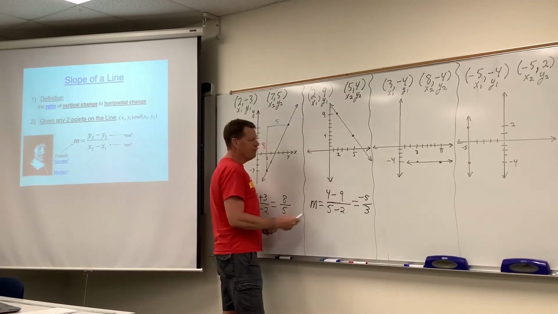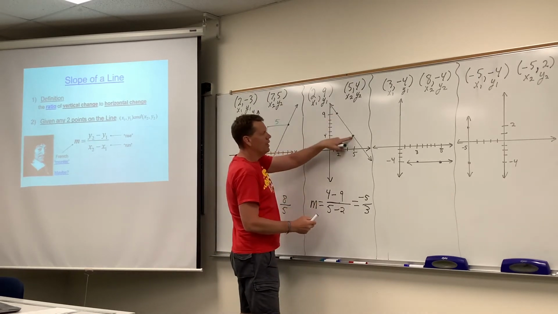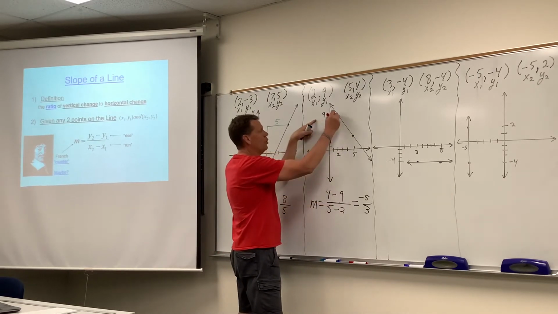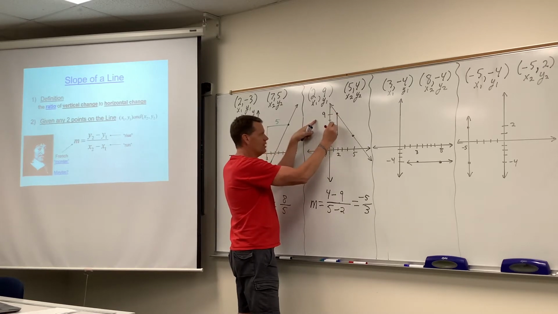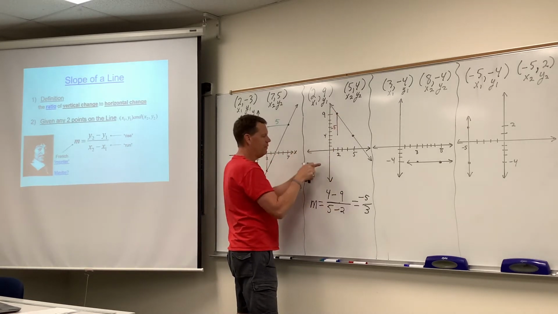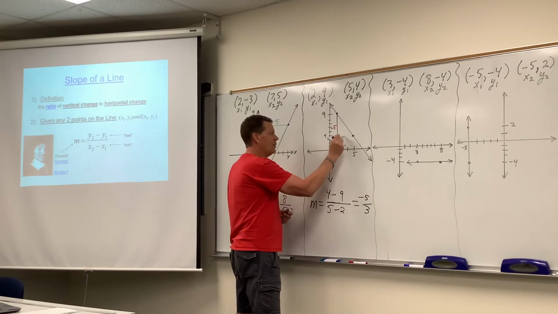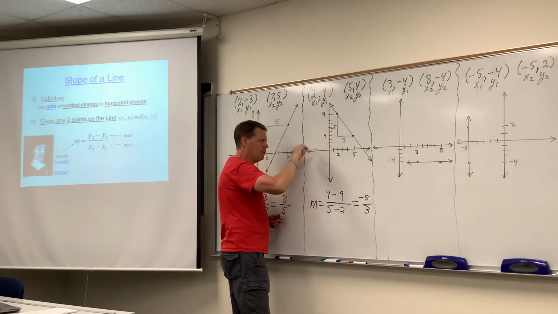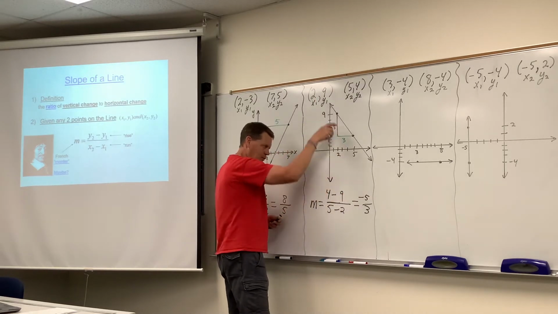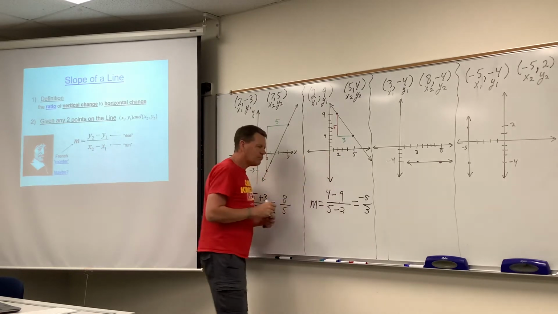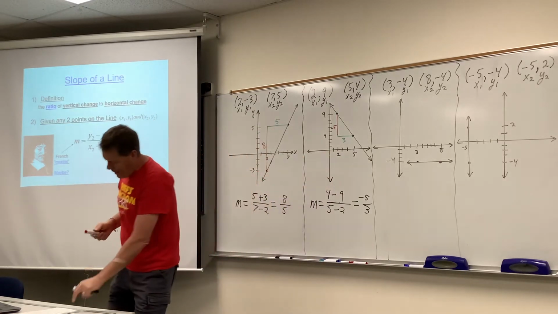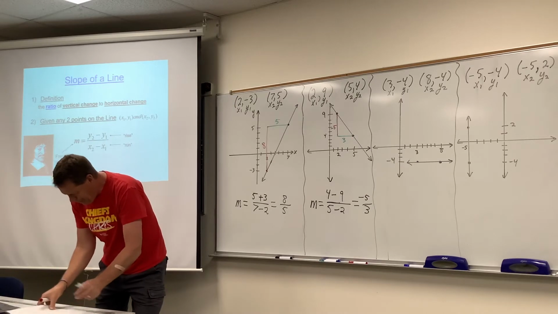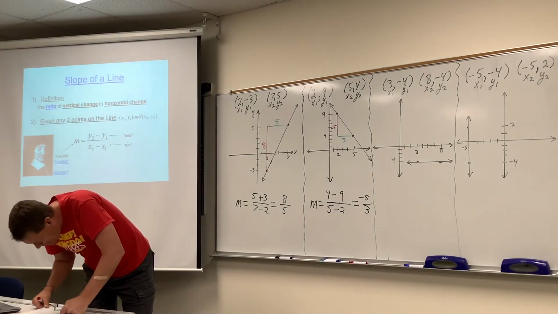But here's the deal. If you want to move from here to here, you will go downward 5 units. That's why that's negative. And to the right, 3 units. Down 5 and to the right 3. Rise over run. There's that one. All right. We're rolling here. Let's go ahead and get this next one taken care of here.